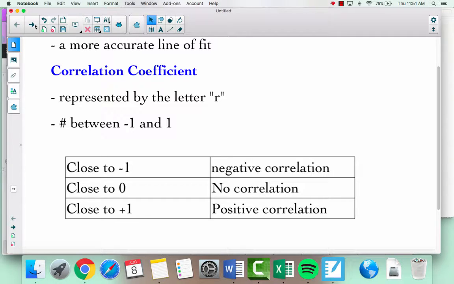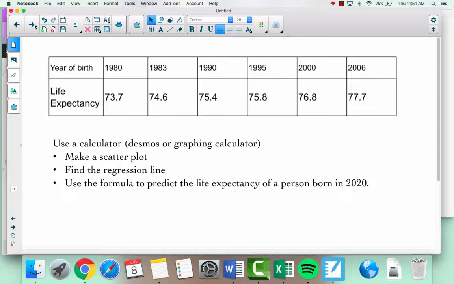So you can see where those range from. Now, the example that we ended on the last video had this set of data, the year people were born, and then the average life expectancy based on the particular year. So what we're going to do is use our graphing calculator in order to make a scatter plot, and then we're going to also use the calculator to calculate the regression line and use that line to predict what the life expectancy would be of someone who's born in 2020.